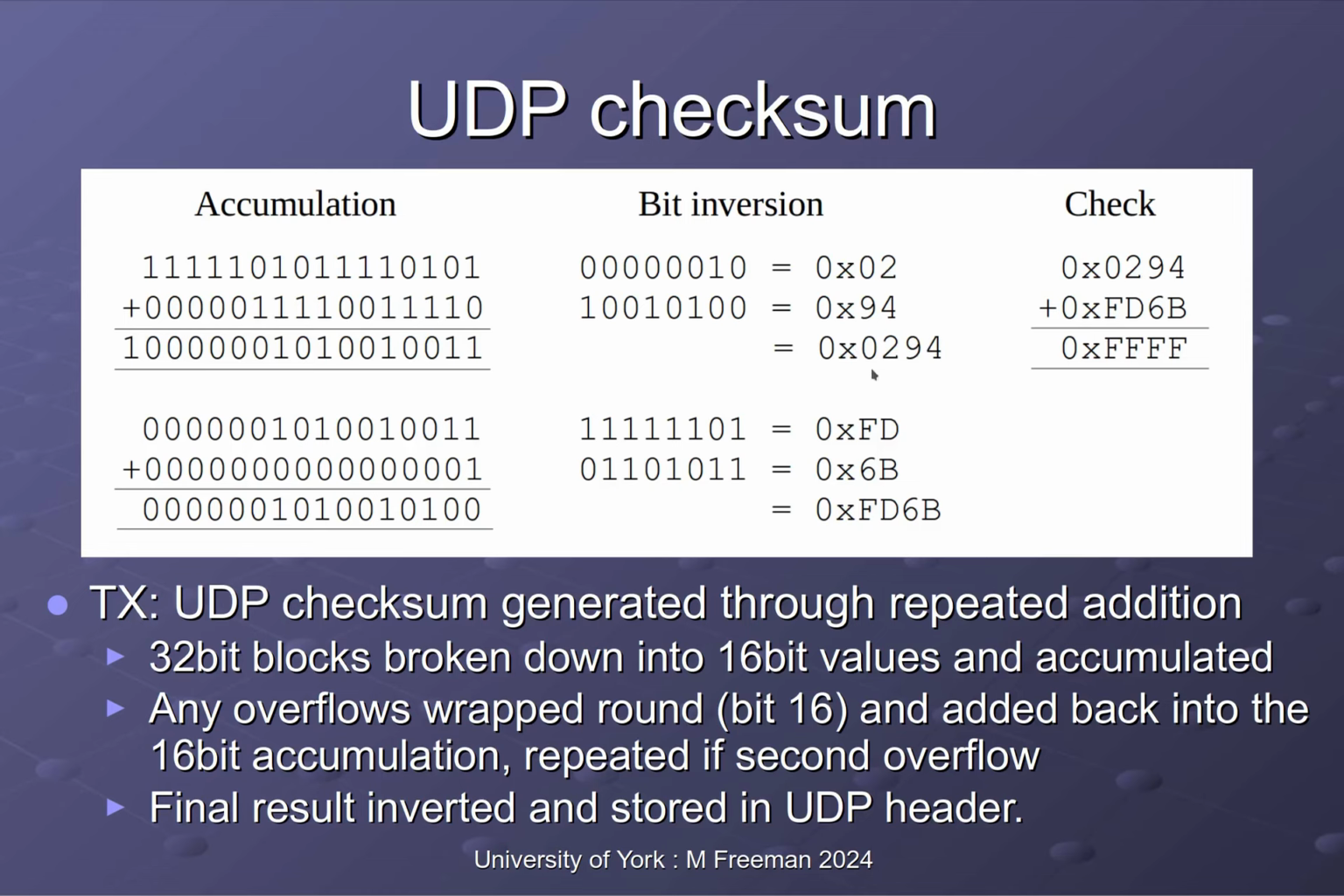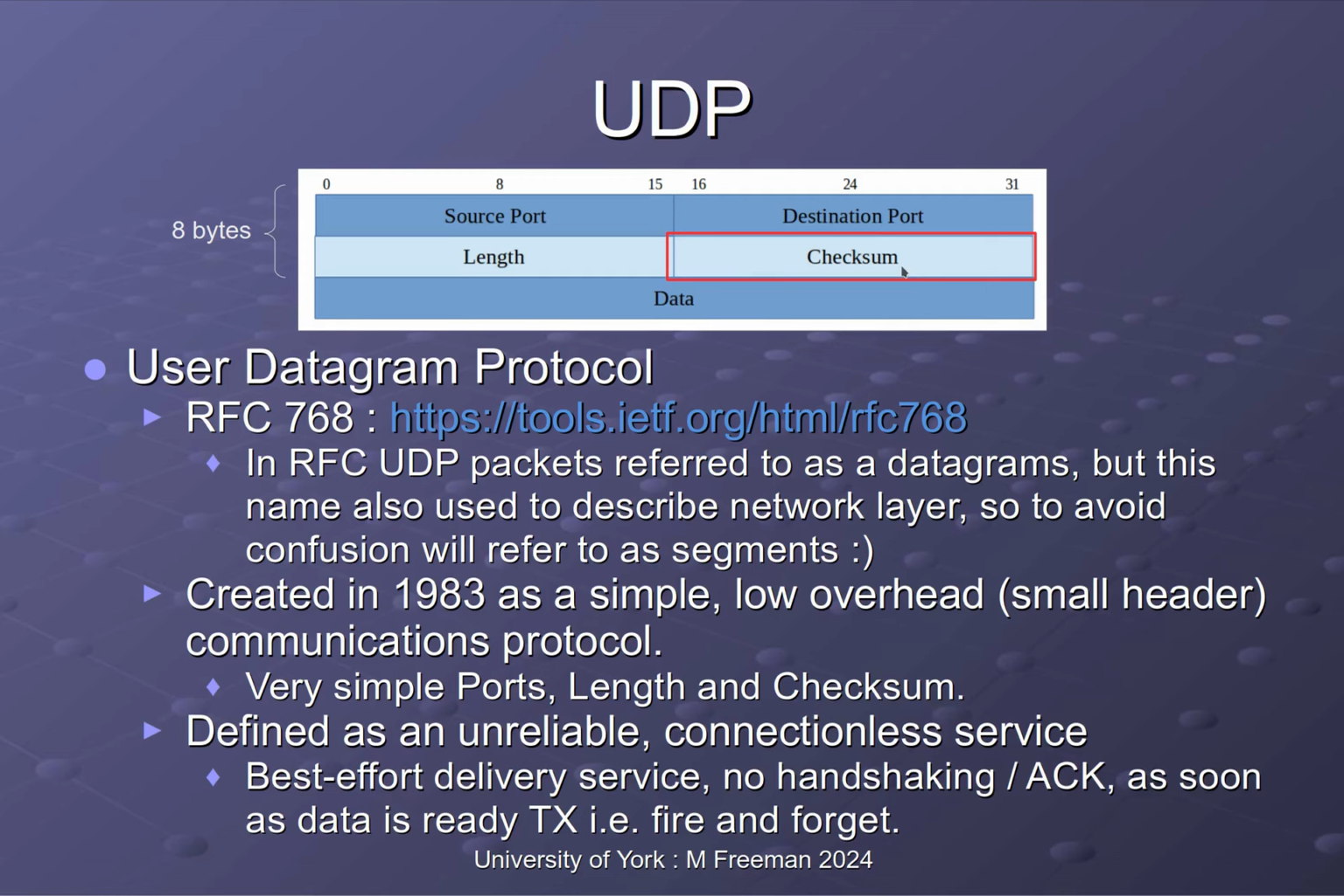So this value is inverted, so the zeros are set to 1s and the 1s set to 0, so you can see here. So 0, 2, 9, 4 inverted is FD6B. This value here will be the checksum that is put into your UDP packet. That value will be written into that 16-bit field that you can see in the UDP header.